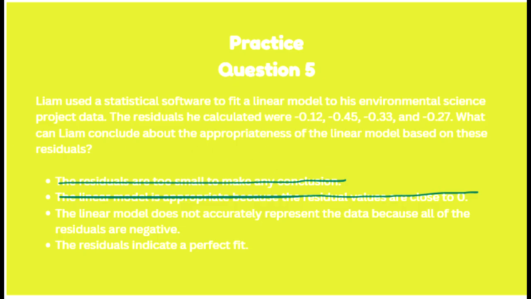It's just how strong the relationship is. The linear model does not accurately represent the data because all of the residuals are negative. This one is correct. They're all negative. If you have all negative or all positive, it's not a good model. The residuals indicate a perfect fit. Nope, all residuals would be 0 if that was the case.